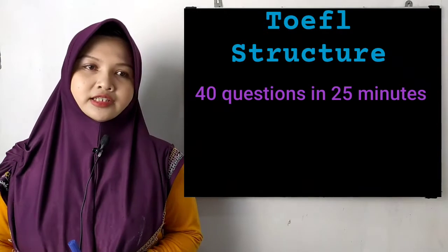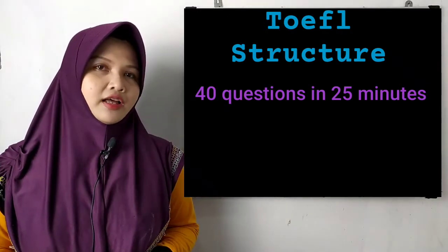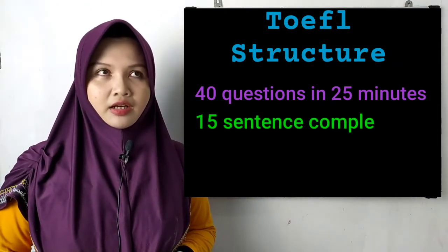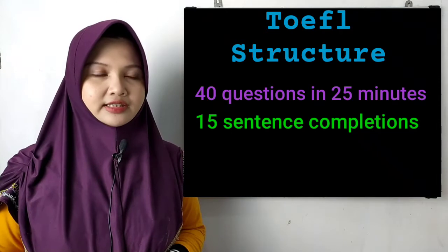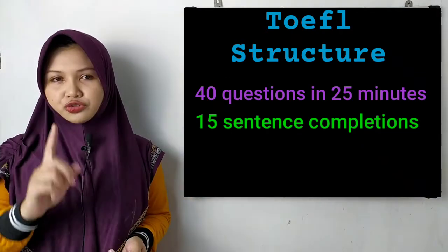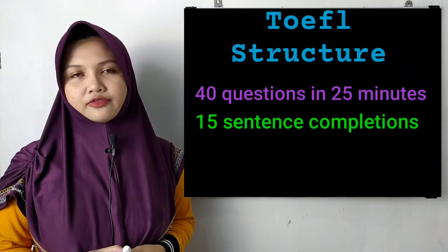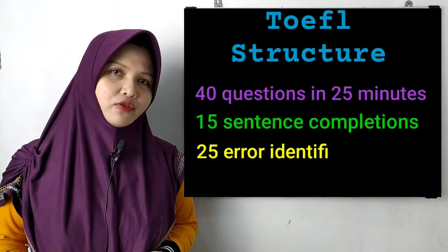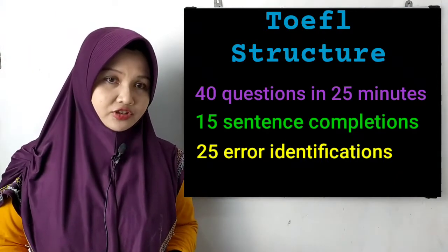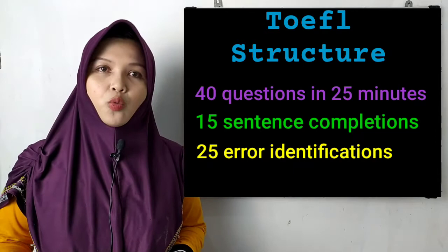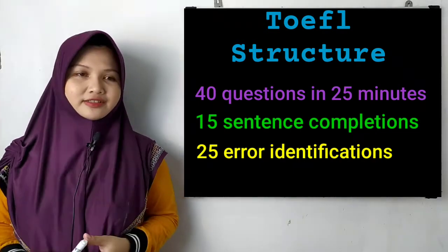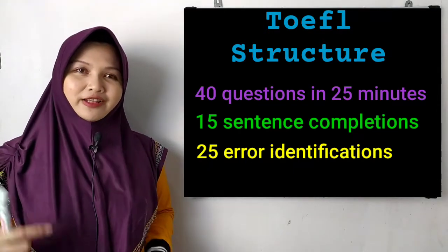And then, in TOEFL structure, part A consists of 15 questions about sentence completion. So you have to choose one correct answer out of 4 options. And then in part B, there are 25 questions about error identification. So you have to identify one grammatical mistake among 4 underlined words. Okay, are you ready to practice TOEFL structure? Here we go.